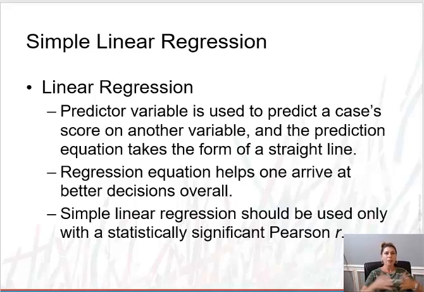We don't know. But in linear regression, we take a variable, we call it the predictor variable, and then we measure or calculate its complement. So a predictor variable is used to predict a case's score on another variable, okay?